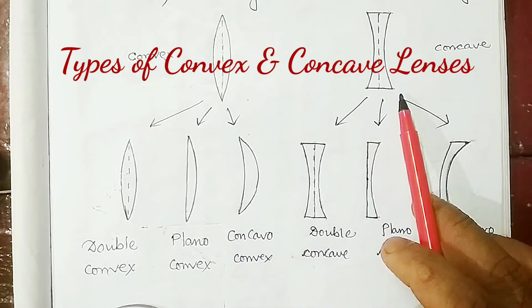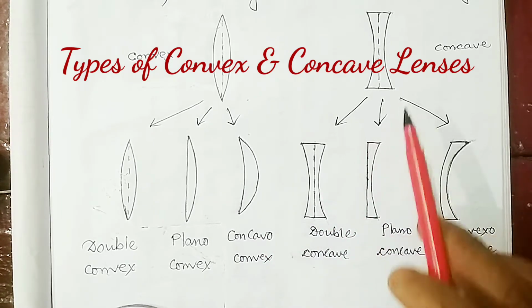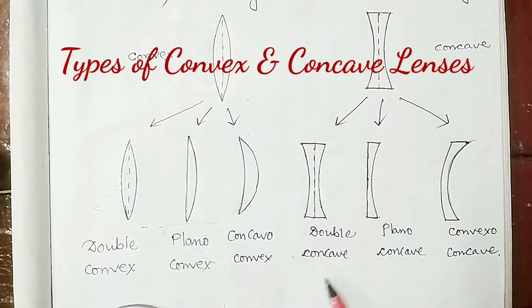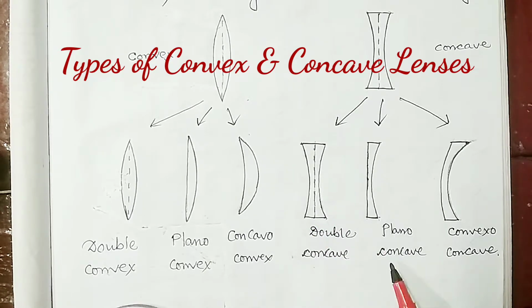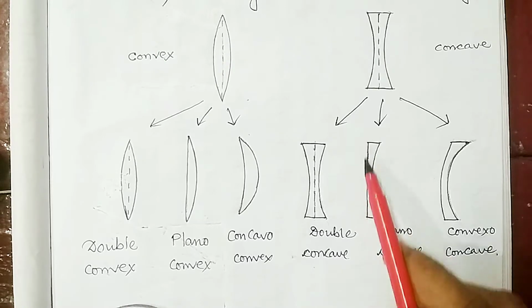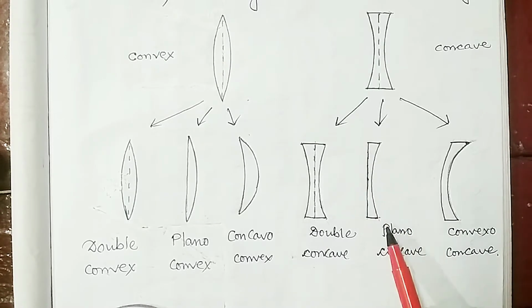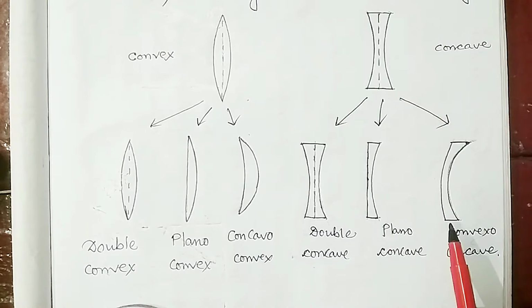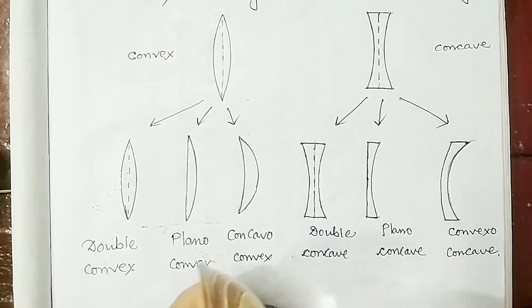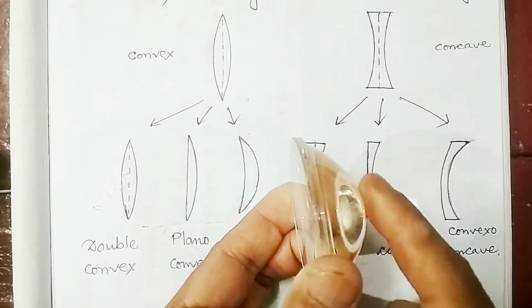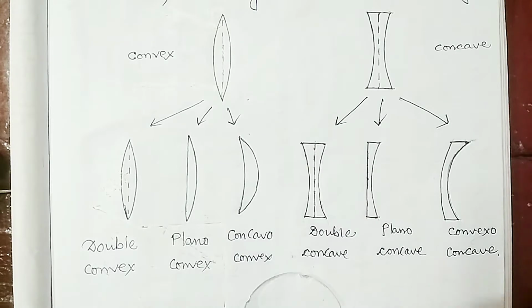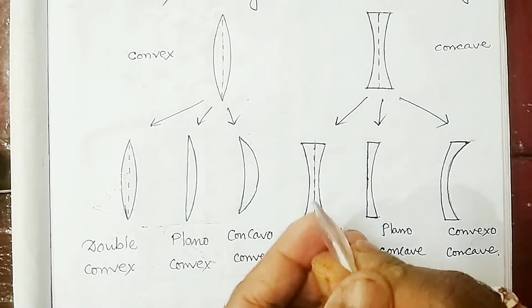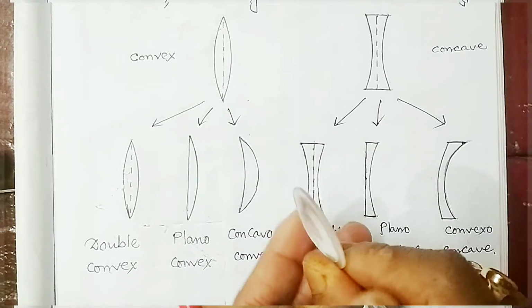Now in case of concave lenses, they also can be further classified as double concave or biconcave, plano-concave or convexo-concave. In case of double concave, both the surfaces are concave. In case of plano-concave, one surface is plane. As you can see here, this surface is plane, this surface is concave, and here one surface is convex, another one is concave. Now in this lens, one surface is convex, another surface is plane, so this is a plano-convex lens. If you see this type of lens where both the surfaces are convex, this is called double convex.